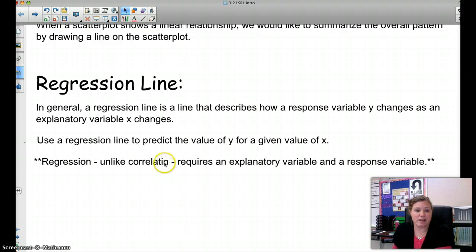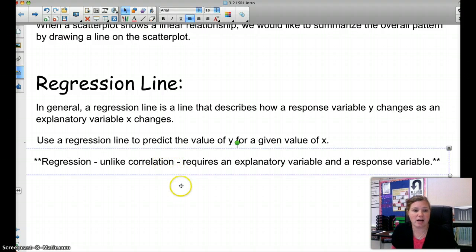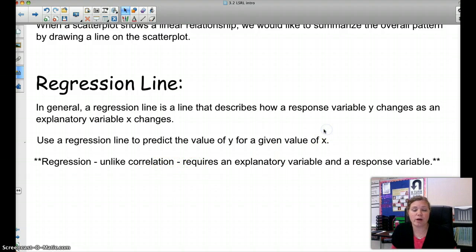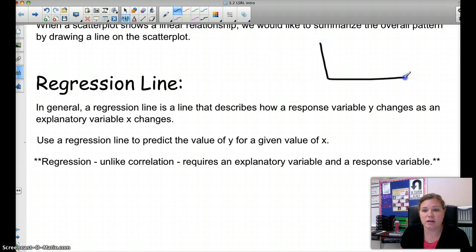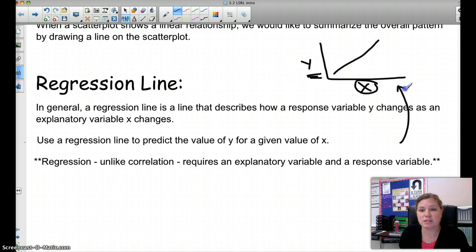Now just make note that regression, unlike correlation, is going to require you to have an explanatory response relationship. If we have a scatter plot, we need to designate what our y is and what our x is, because our line is going to be based on our explanatory variable and then describing how our response variable changes. So you need to make sure that you have a specific explanatory and a specific response variable.